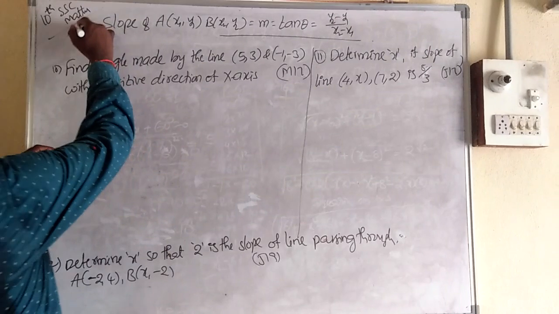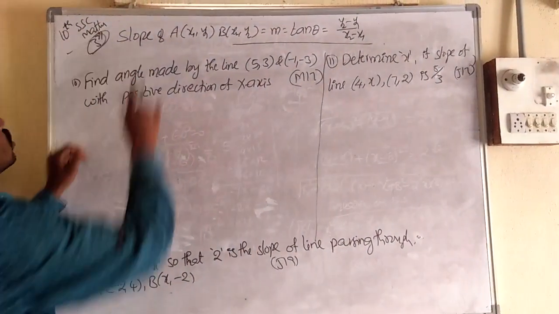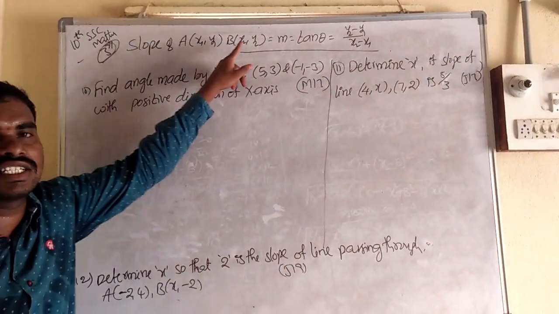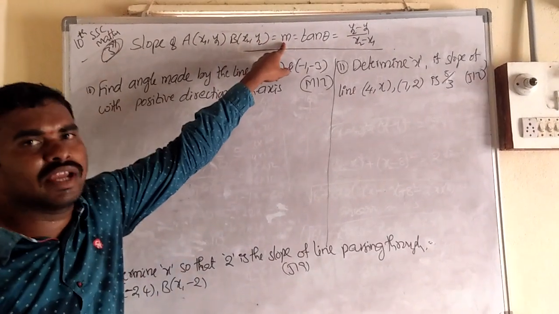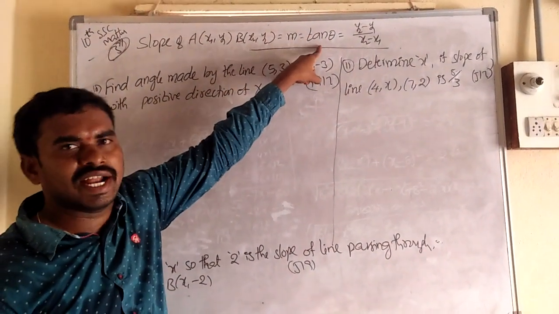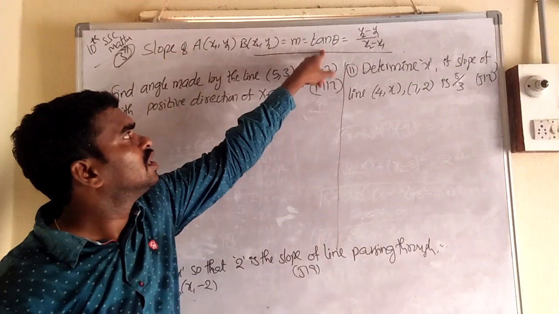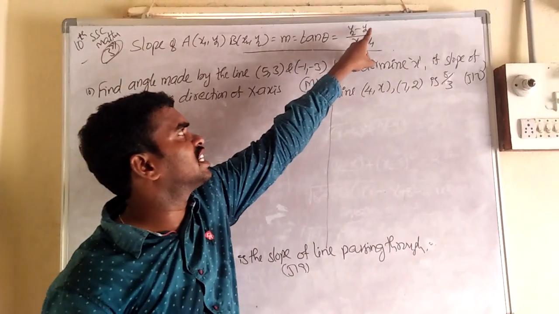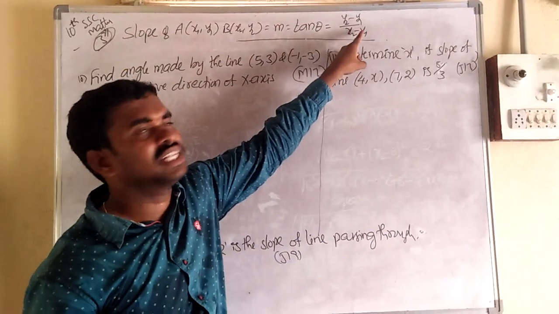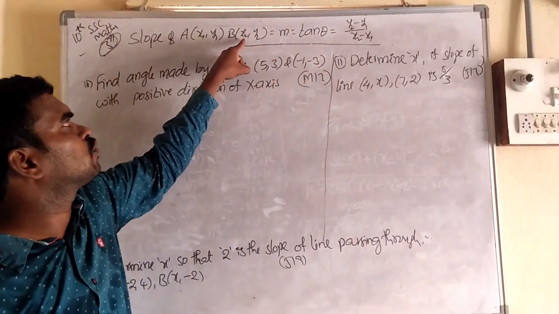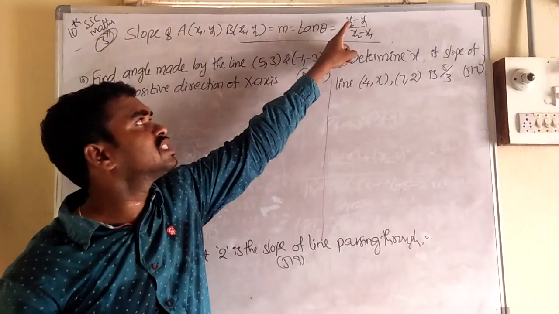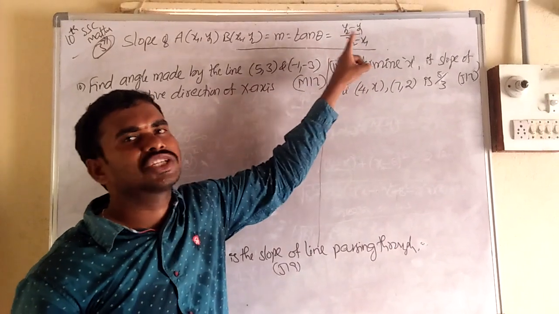Next, the third concept in this is slope. The slope of 2 points is denoted by small m, and is also taken as tan theta in trigonometric functions. The formula is (y2 minus y1) by (x2 minus x1). Okay? A and B, 2 points are given. The slope formula is (y2 minus y1) by (x2 minus x1).